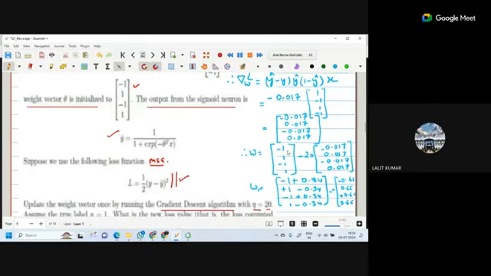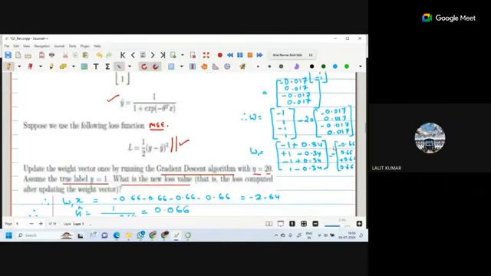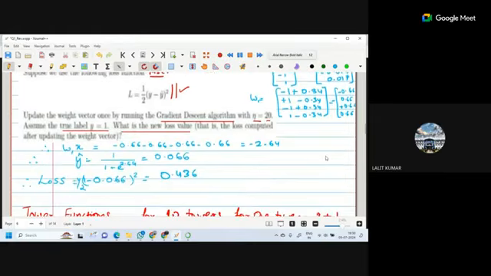So new w will become w minus 20 into this. So this is the new w value. From this new w value, I calculated the y hat, which has come 0.066. With this y hat, I found the loss, which has come 0.436. So these are the steps. Please remember, the question can come, and this is how you have to approach the question.